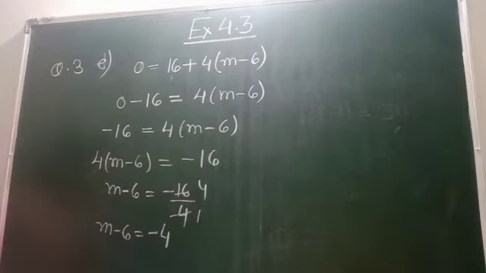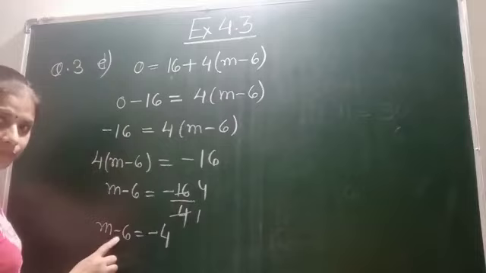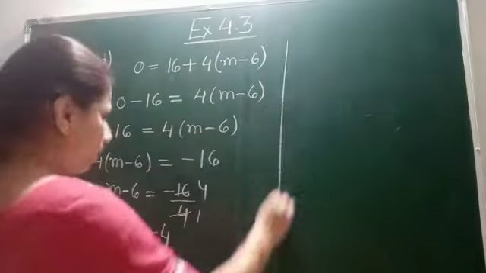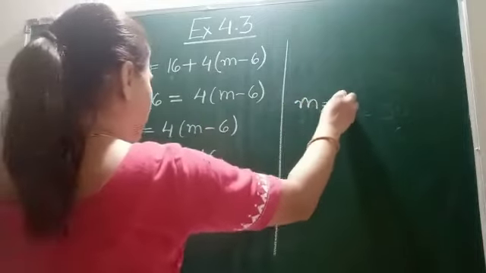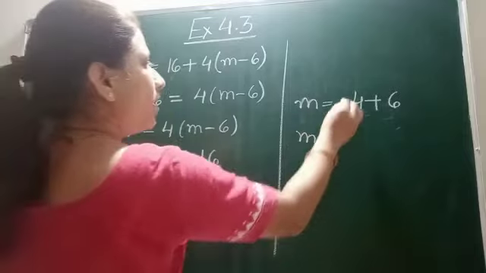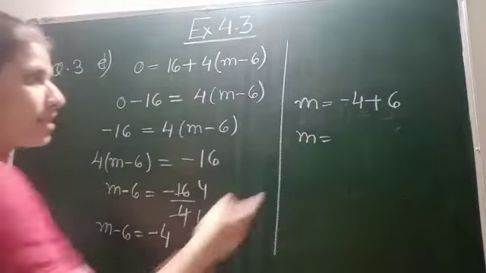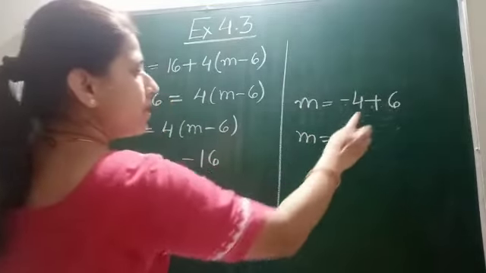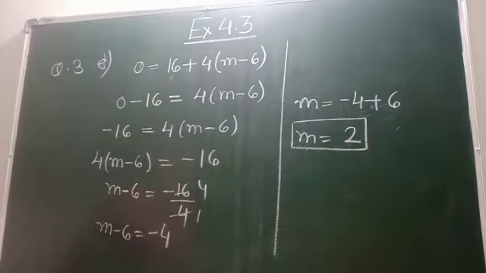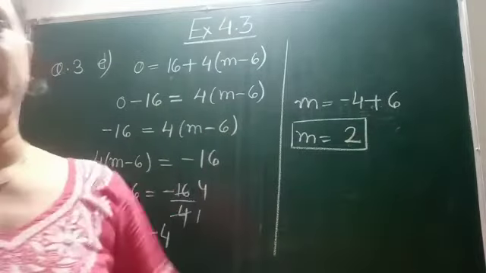Minus 4. Then we will shift this minus 6 from left hand side to right hand side. What will remain? m equals minus 4 plus 6. m equals plus minus minus 2. Since the bigger number is positive, your answer will also be positive. So here the value of m is 2.